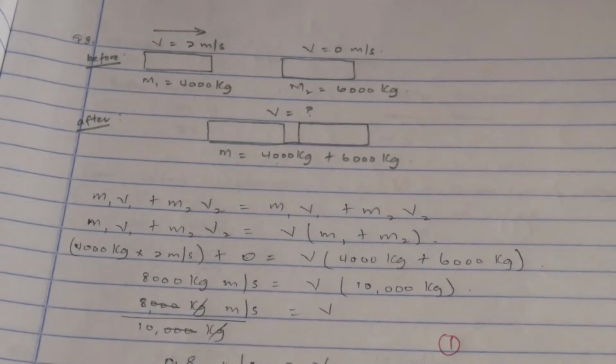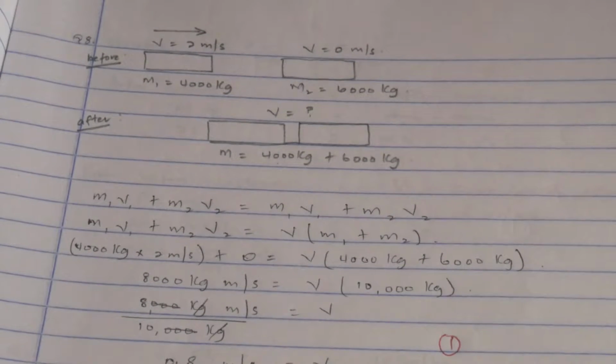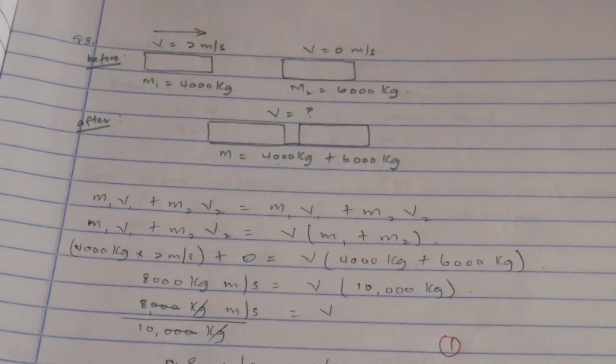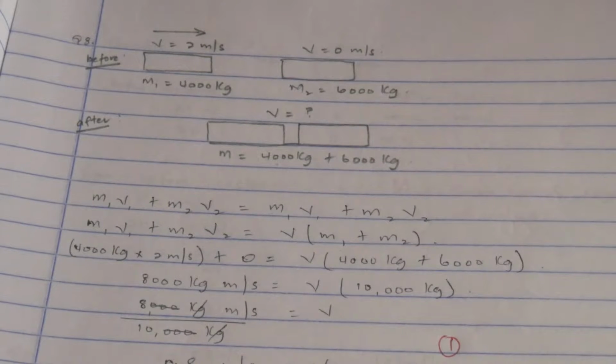Alright, number 8. Was similar. A railroad car slammed into another railroad car. One was not moving. They combined, they moved together. That's it.